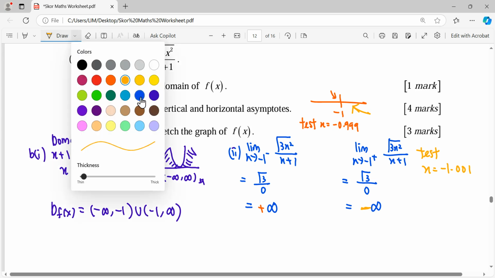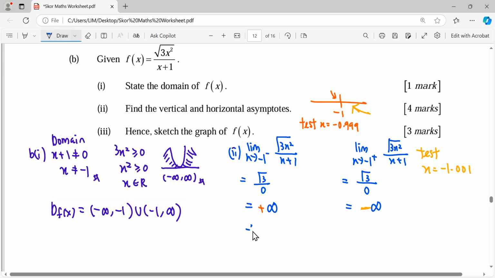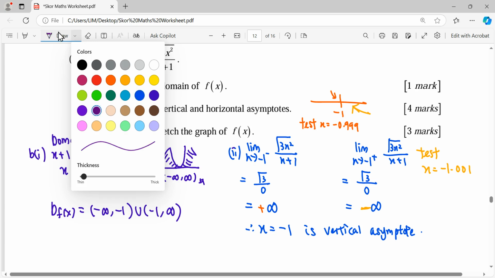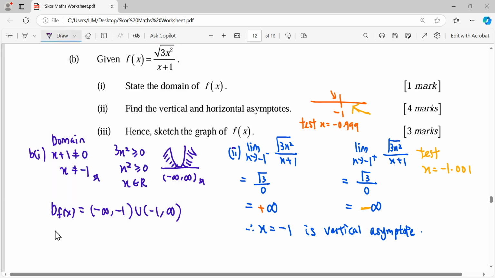So from here, we know that x equals -1 is a vertical asymptote, because you can see the result. As long as you get the result positive infinity and negative infinity, it means this point of x is a vertical asymptote. Then we continue for the horizontal asymptote.